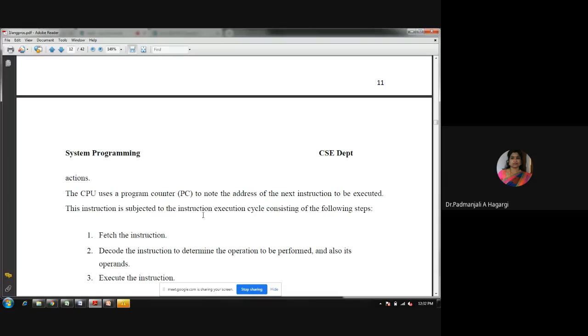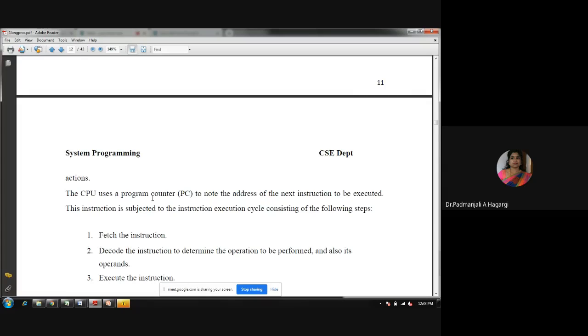This .exe file, what it does, it is given to the memory. That is the loader. So because of that, we have here three phases. The CPU uses the program counter, the address of the next instruction to be executed. This part is done by the execution part, and this part is done by the system software called the loader. It is loading the executable file into the memory.